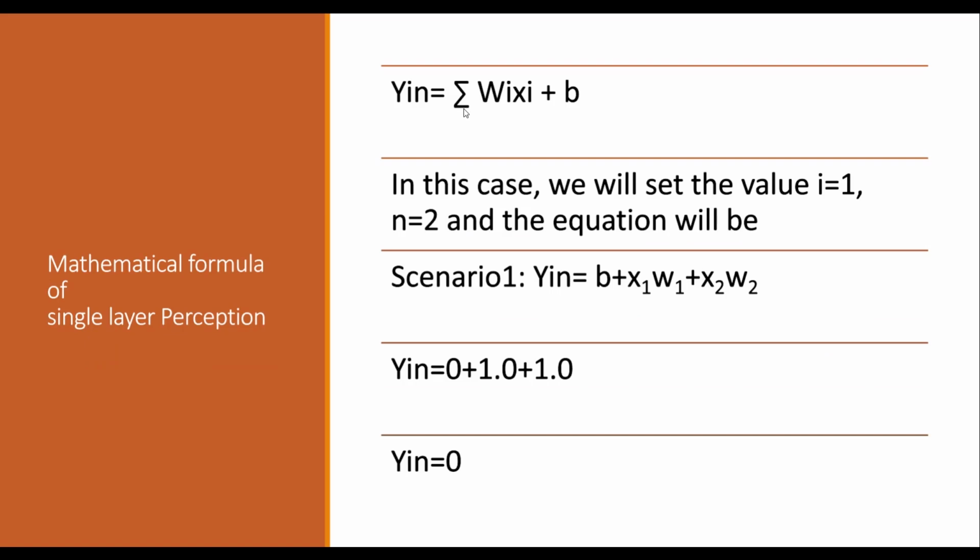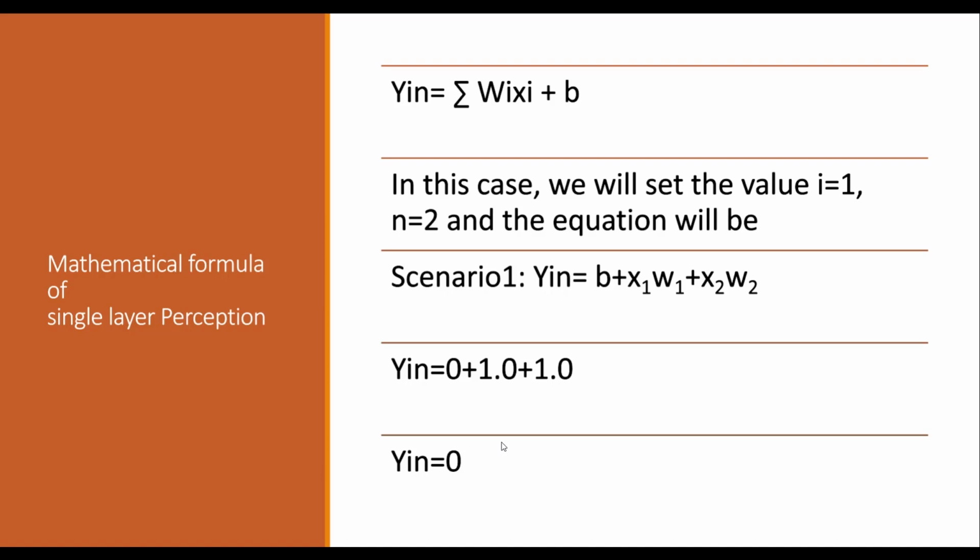In this case, the y_in equation will be the summation of wi xi plus b. We will set i equal to 1 and 2, and the equation will be y_in equals b plus x1 w1 plus x2 w2. Here the b value is 0 and the x1 value is 1. We have already discussed in the previous table that the first input value will be 1 and weight 1 value is 0, plus x2, the second input value, is 1 and weight 2 value is 0. So the first y_in value will be 0.